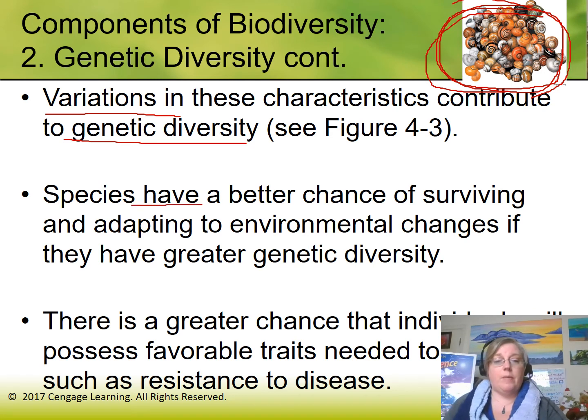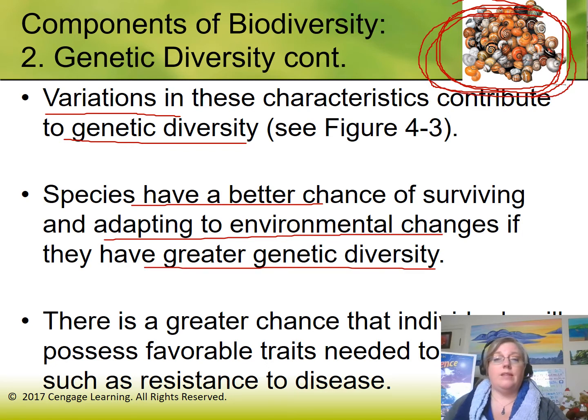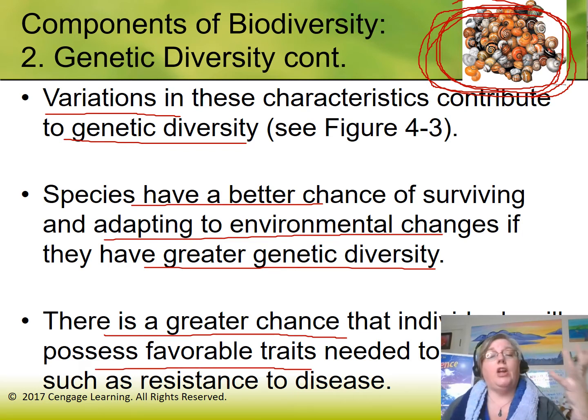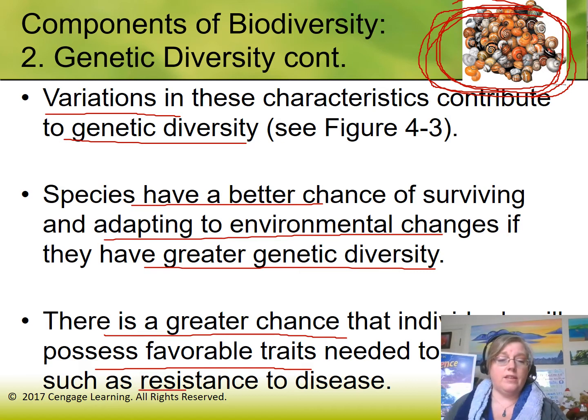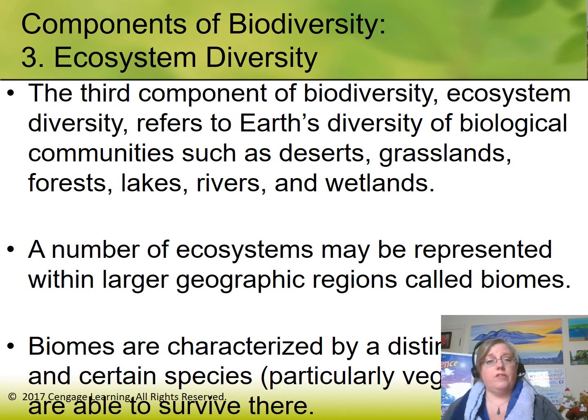All right, so the species have a better chance of surviving and adapting to environmental changes if they have a greater diversity. Somewhere in that genetic pool is something that matches the new ecosystem. Every time the ecosystem changes, there should be something that matches and does well. And if not, then that thing's going to be extinct. So there's a greater chance individuals are going to possess favorable traits if you have a large genetic diversity to pull from. Like resistance to diseases even. It's not always camouflage, but that's usually one of the easiest things to see. But resistance to disease is also part of genetics.